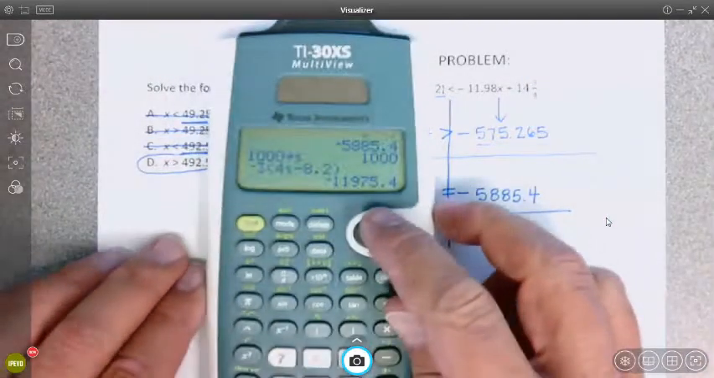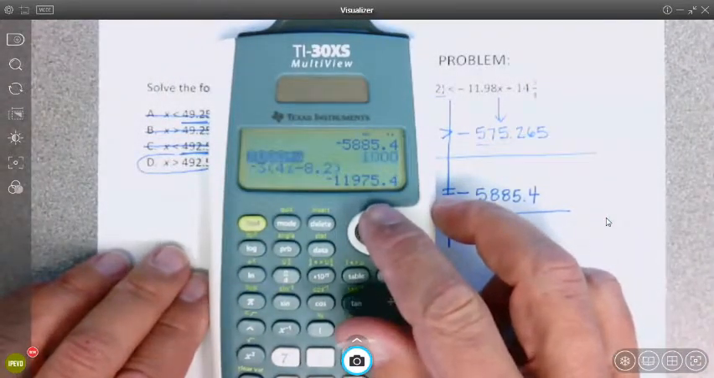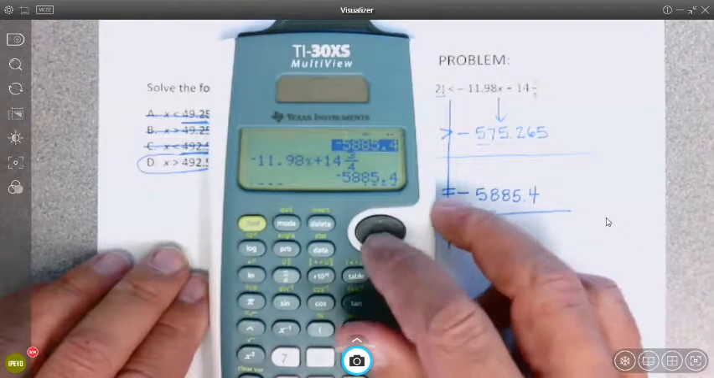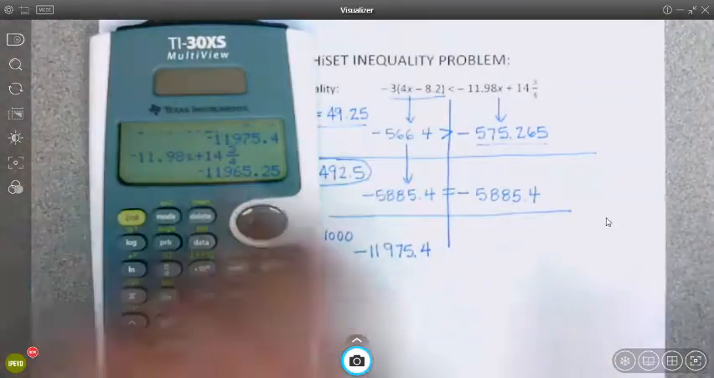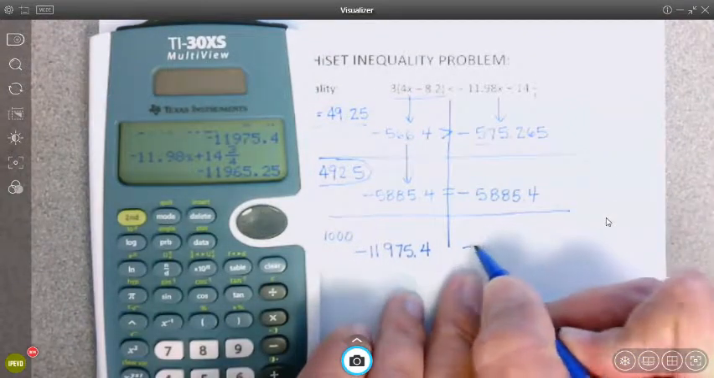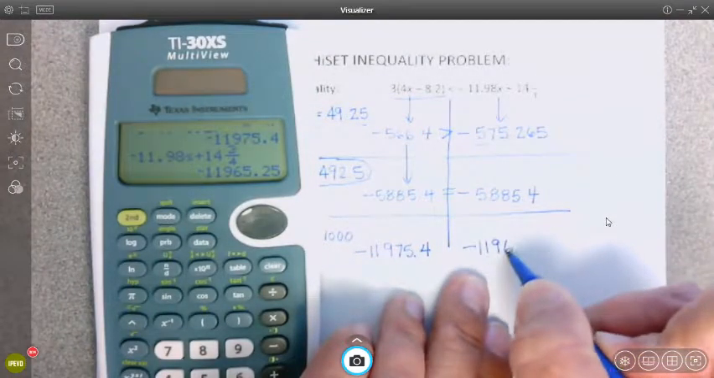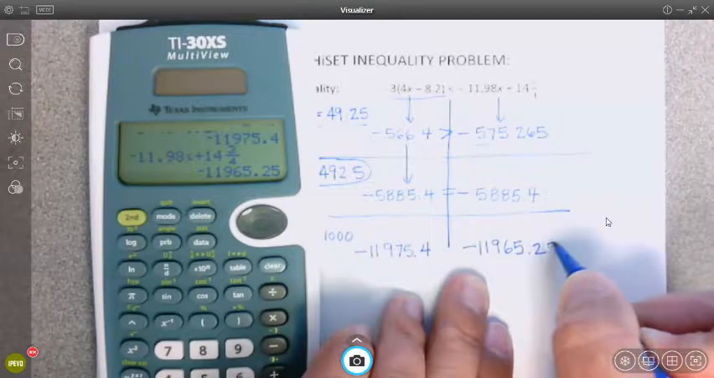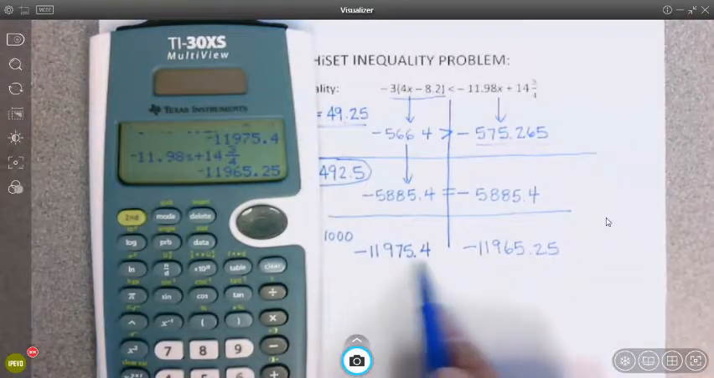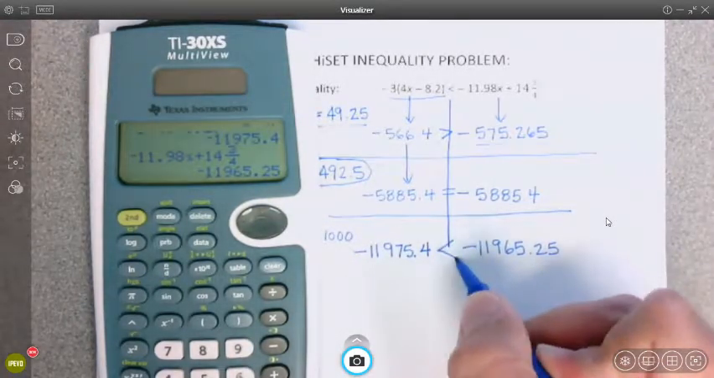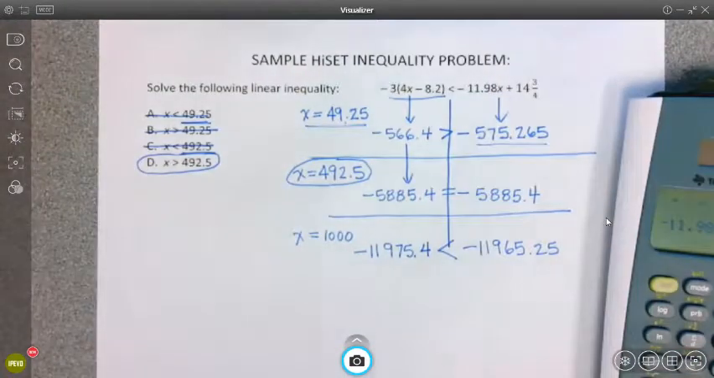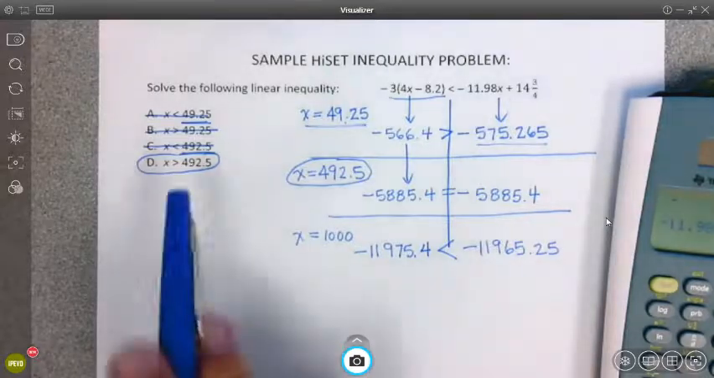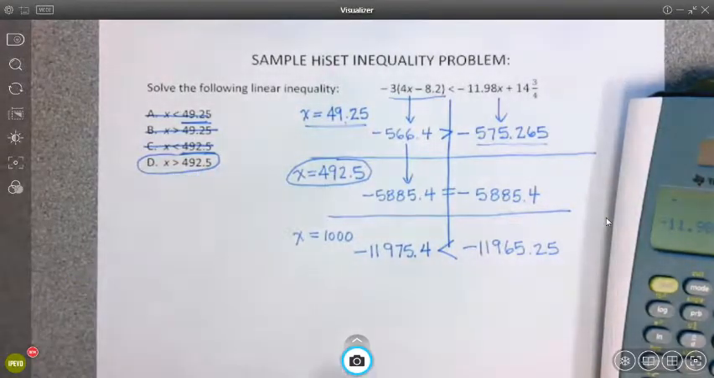And now I'm going to do the same thing for the right-hand expression. So using the calculator again, I move up using the cursor key. Up, I went too far. There it is. Hit enter. Enter again. I get negative 11,965 and 25 hundredths. And sure enough, the left-hand side number is less than the right-hand side number. So I am now convinced that we have found the correct answer, which is D, x greater than 492 and 5/10.